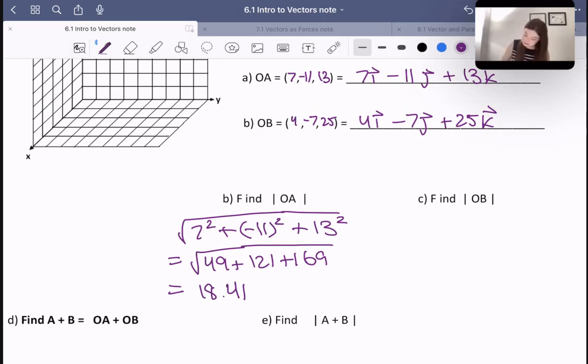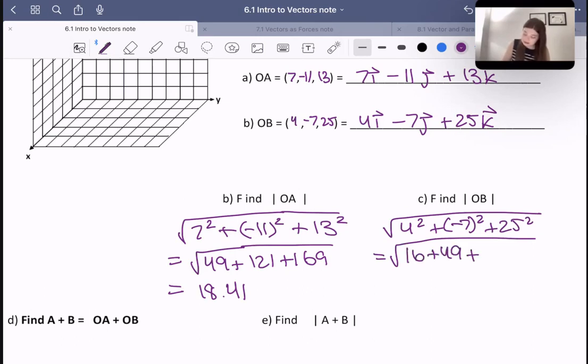And same thing for this one, right? Same method. We're going to use Pythagoras' theorem in order to find the magnitude of OB. So here we're going to get 16 plus 49 plus 625, which is going to be bigger. It's going to be about 26.27 once we punch that in the calculator. And so there we have it.